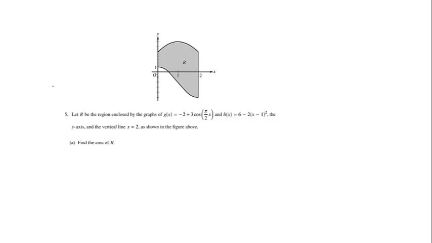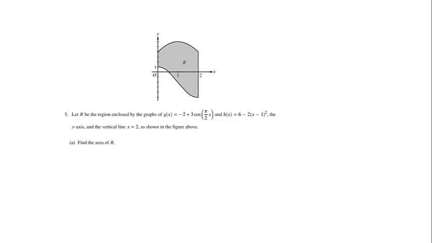Problem number 5 is a non-calculator problem. Let R be the region enclosed by the graphs of g of x and h of x, the y-axis, and the vertical line x equals 2 as shown in the figure above, and it asks us to find the area of R. Before I even do that, I'm going to try to figure out which one is g of x and which one is h of x.